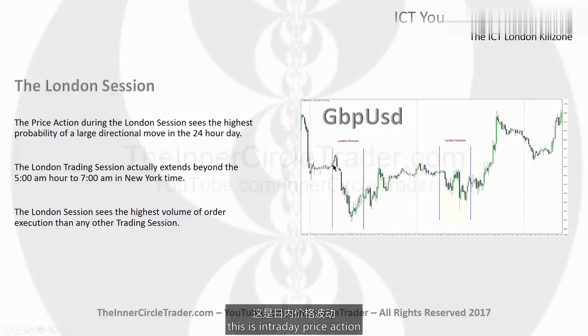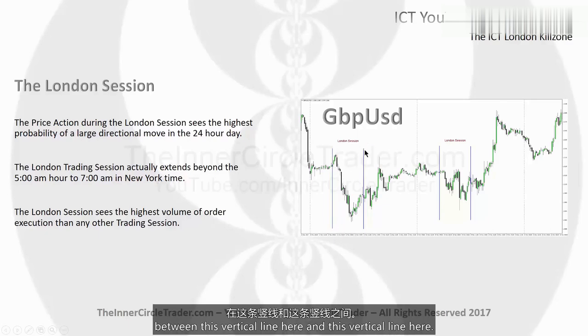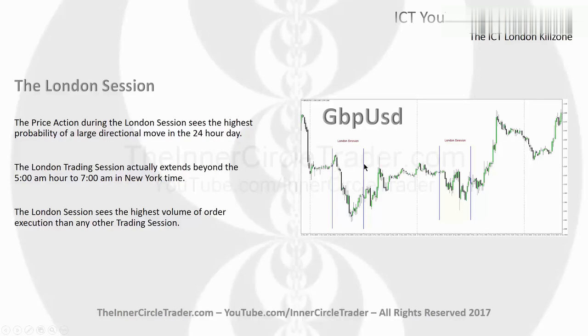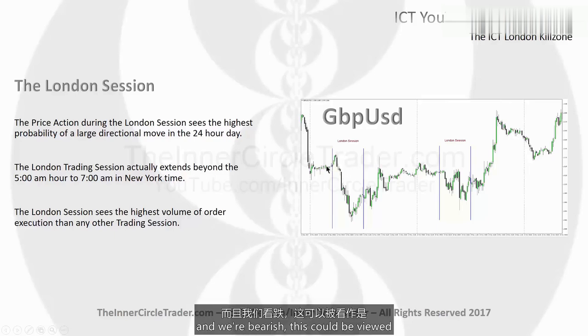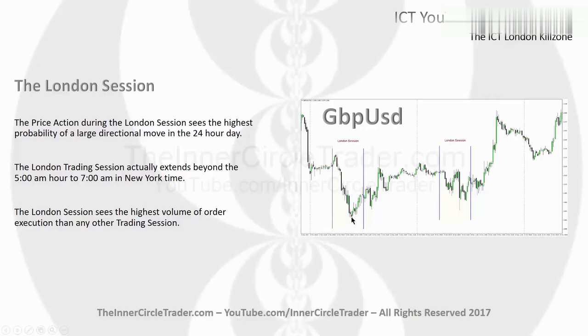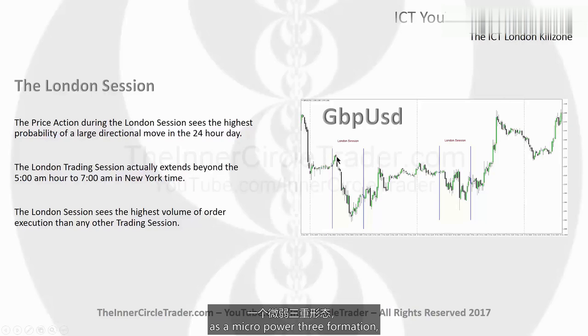Well, this is intraday price action between this vertical line here and this vertical line here. This is delineating 2 o'clock in the morning to 7 o'clock in the morning New York time. So we're looking at a window of 5 hours. If we understand that price can be fractal and we're bearish, this could be viewed as a micro power 3 formation. Okay, now why is that significant, and why should I be teaching it to you? What's the point of it?